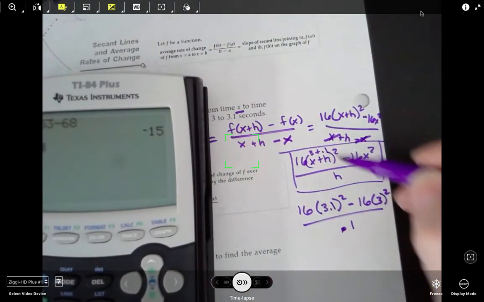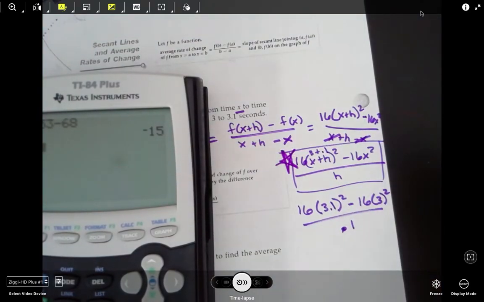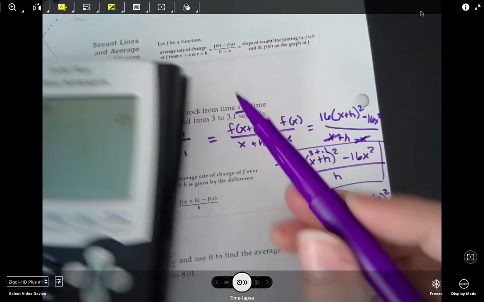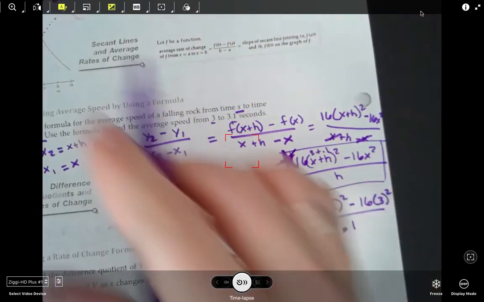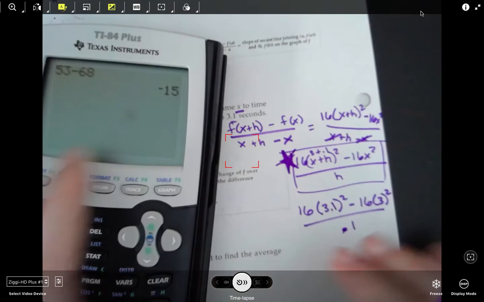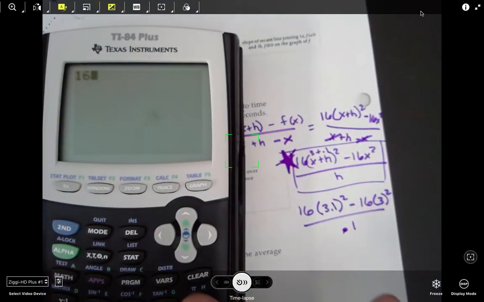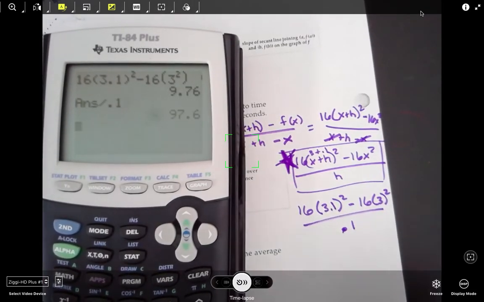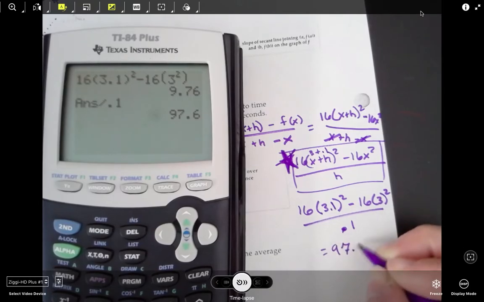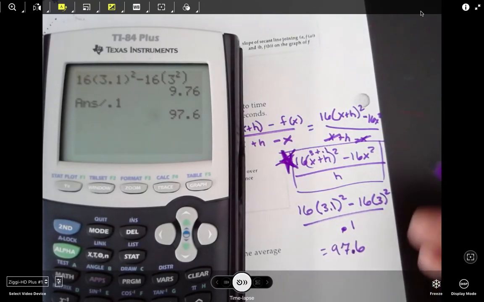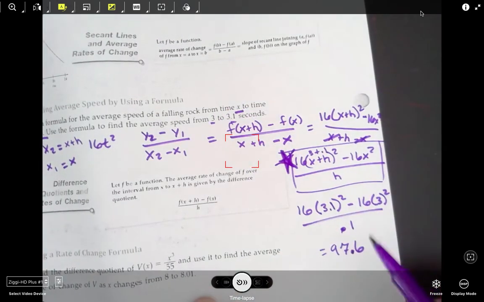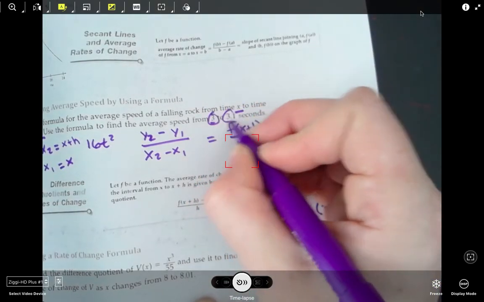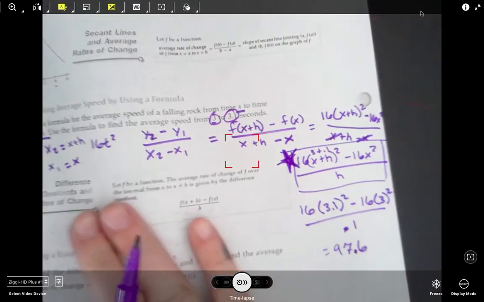And this formula is very ugly. It's hard to come up with on your own. But as soon as you have this, you can very easily just plug stuff in and you don't have to do the whole process all over again. So let's just figure out what that is. 16 times 3.1 squared minus 16 times 3 squared, divided by 0.1, is 97.6. The average speed that the rock is going from 3 to 3.1 seconds is 97.6.